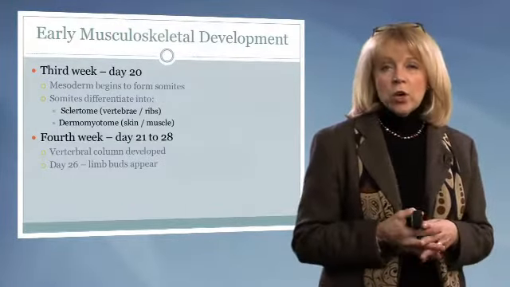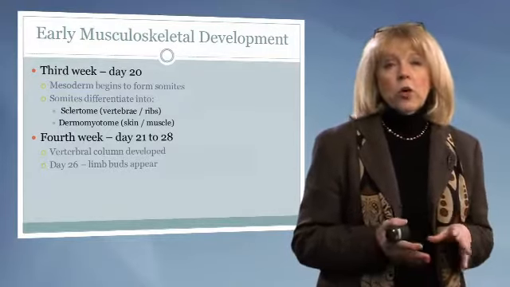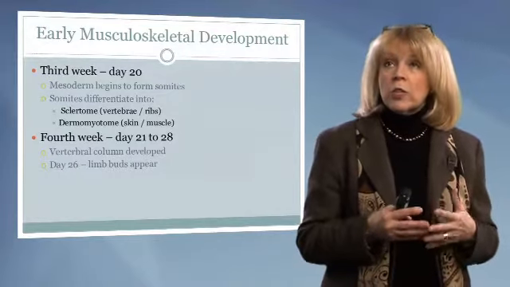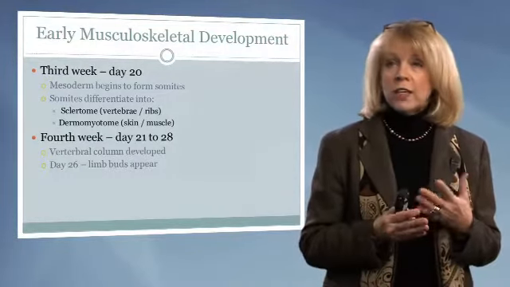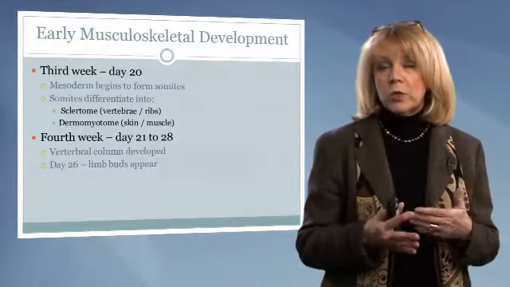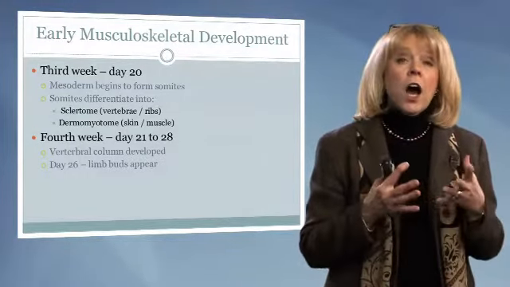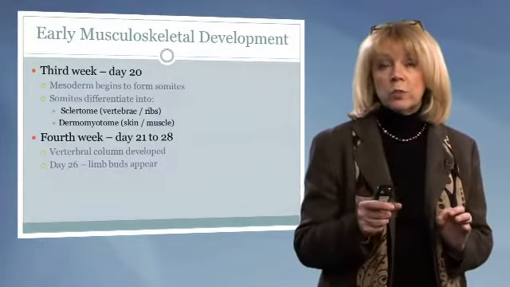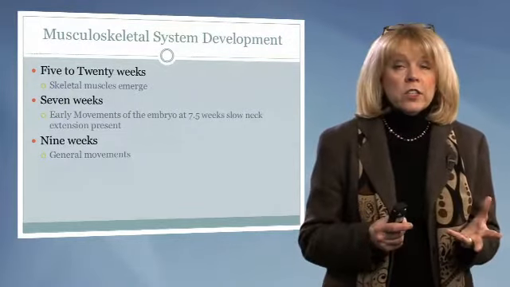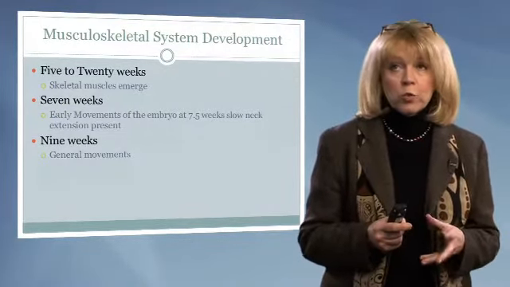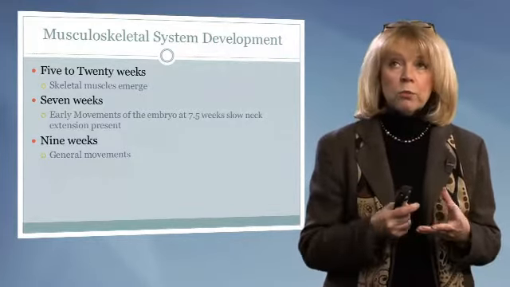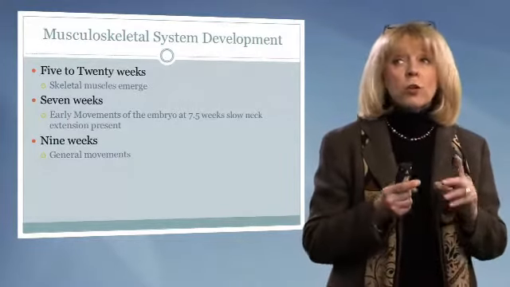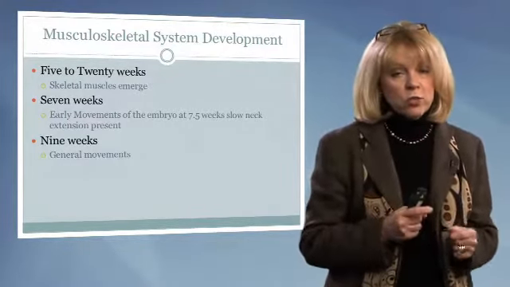All right, let's look at that early musculoskeletal development. At the 3rd week gestation, which is approximately day 20, we actually start noticing things to form. But I think what's so amazing is by the 4th week, which is day 21 to 28, right in that area, the limb buds start to appear. So we start seeing those little arms and little legs appearing. And then, of course, we continue on to 5 to 20 weeks, and we've got skeletal muscles that are emerging. And at 7 weeks, we've got early movement taking place. We also see a little bit of neck extension during that period of time.